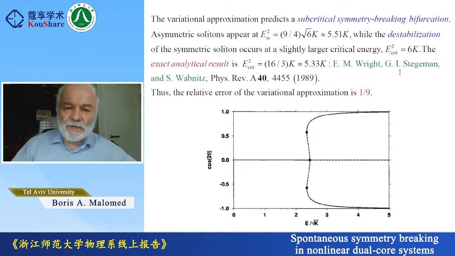And the variational approximation predicts particular values. First of all, it predicts a particular value of this point, this particular value of the energy when for the first time the asymmetric solutions appear subcritically. And also it predicts this critical value of E, a slightly larger value. So you can see that here the factor is 5.51, here 5.33. So indeed, okay, I'm sorry. Actually, what should be said is exactly the opposite.